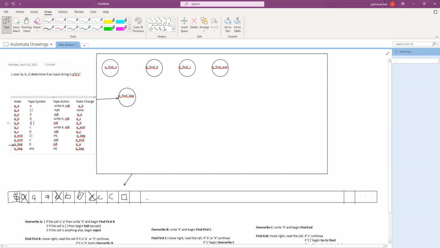If I see an A, that means I've already marked out my A and I haven't found my first B yet, so keep going. If I see a B, that means I've found the first B, mark it out, and look for C's. If I'm in the C's and I see a B, that means I haven't found my C yet, but keep going. If I do find a C, that means I've found the first one, mark it out, and look for the end.